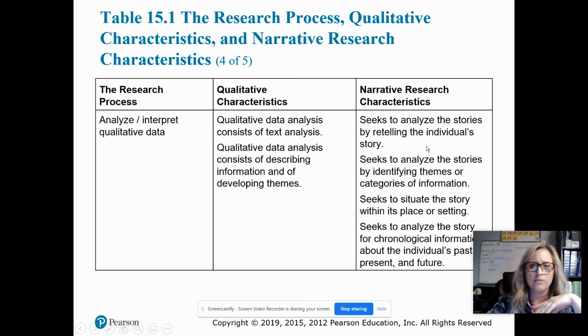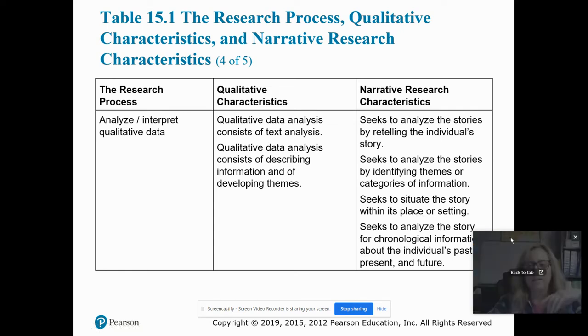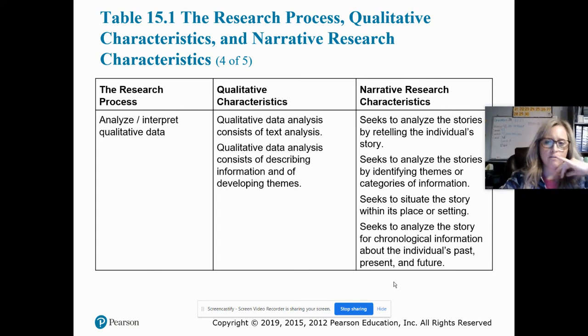So you analyze the stories by retelling the individual stories. So first thing you're going to do is you're going to retell the story, okay? Then what you're going to do is you're going to find themes that are within that retelling, okay? So you've done the interview, you do the retelling, now you're going to find your themes. Next, you're going to put the story with its place or setting, and you're going to seek to analyze the story in chronological order, okay? So about the individual's past, present, and future. That's critical.